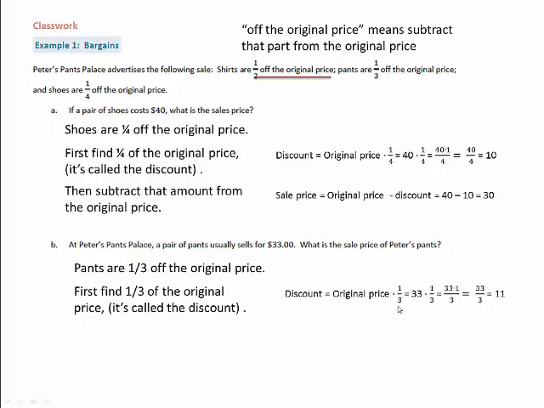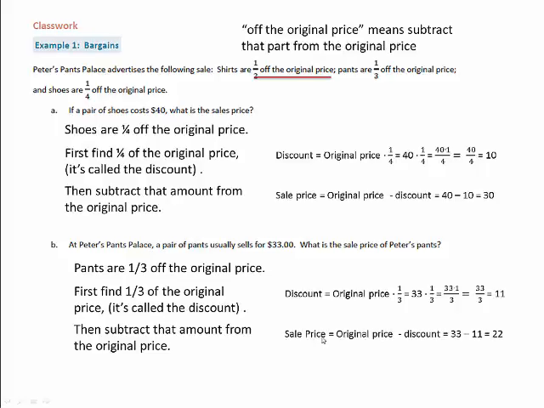So the original price times 1/3, 33 times 1/3, 33 times 1 divided by 3, that gives us 11. So $11 is our discount. Then we're going to subtract that amount from the original price. The sale price is the original price minus the discount, 33 minus 11, which gives us $22. You can do this for any amount off. With percents, all we have to do is turn them into a decimal or a fraction, and then we can multiply by the original price to find the discount and then subtract.